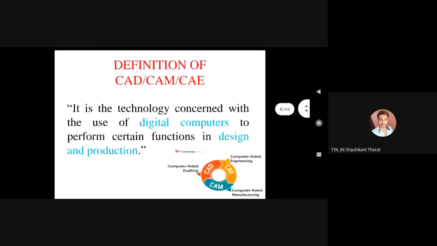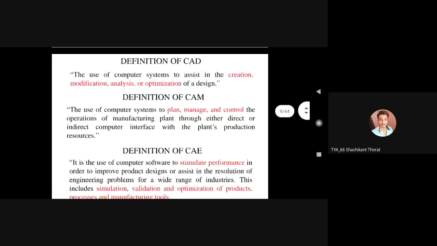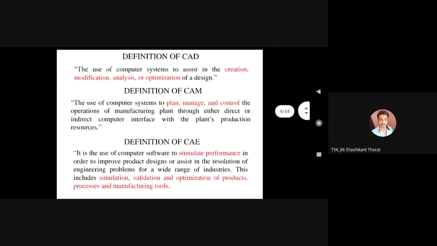Now that technology definition is there. If you want to define the separate CAD/CAM CAE, see here. Definition of CAD: the use of computer system to assist the creation, modification, analysis, and optimization of the design. Computer aided design.